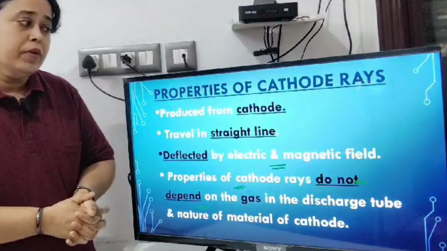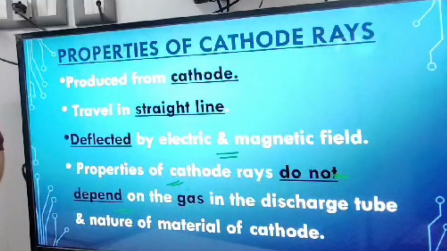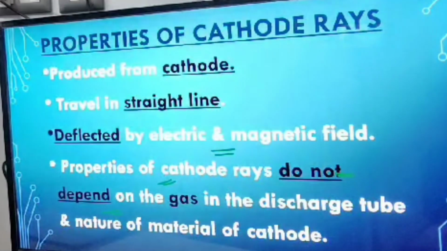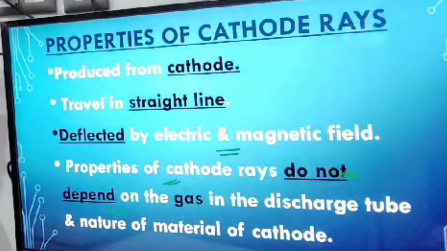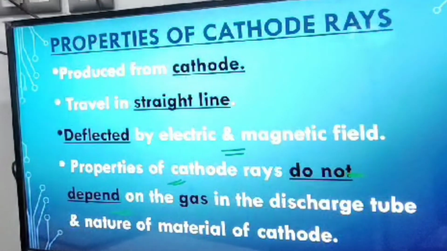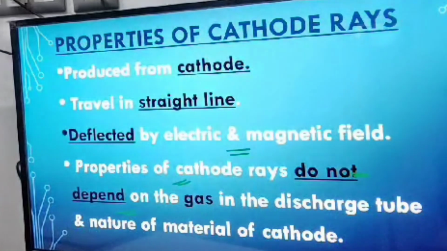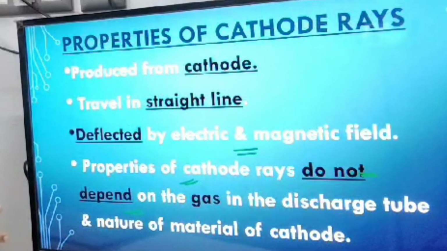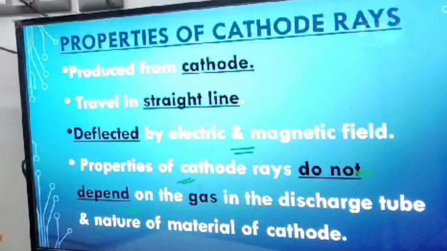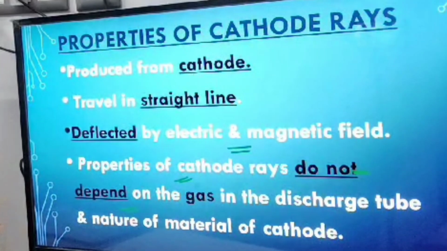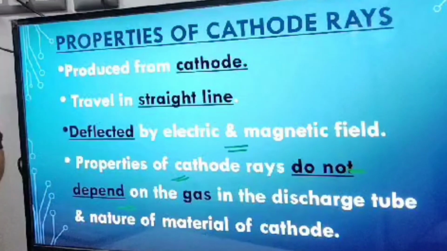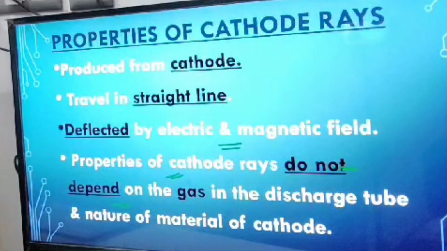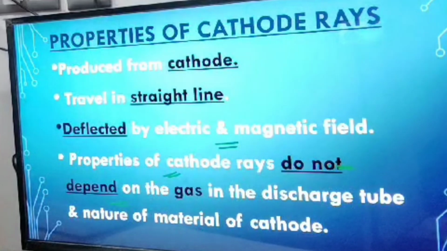Next we will study the properties of the cathode rays. Cathode rays, children, are produced from the cathode when electric current is passed through the discharge tube. They travel in a straight line. They are deflected by electric and magnetic fields. The properties of cathode rays do not depend on the gas in the discharge tube or the nature of the material of the cathode. You take any gas inside the discharge tube, any cathode made of any material, the properties of the cathode rays are not going to change.